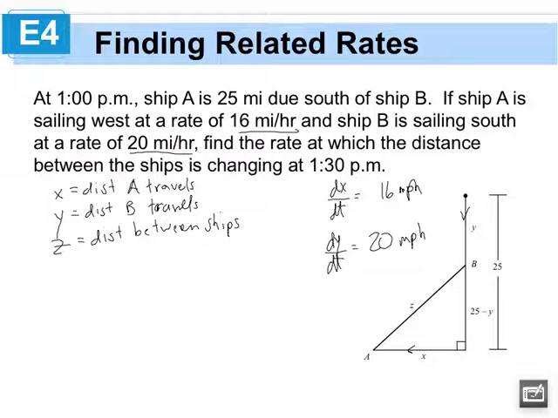And what are we looking for? Find the rate at which the distance between the ships is changing. We're looking for dz/dt equals question mark when what? Careful. t equals 0.5.